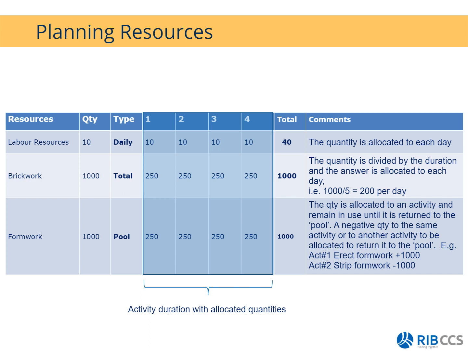If you look at my comments, I said that the quantity is allocated to an activity and it will remain in use until it is returned to the pool. To indicate that it's been removed off site, you need to introduce a negative quantity.